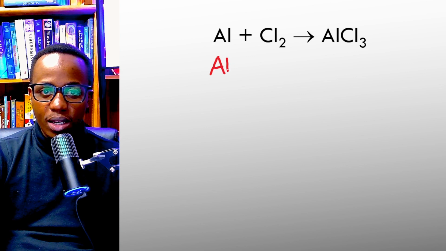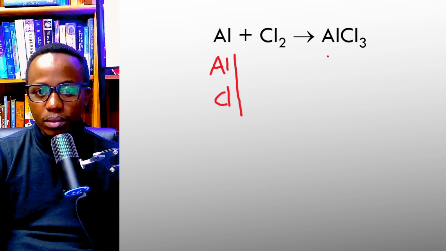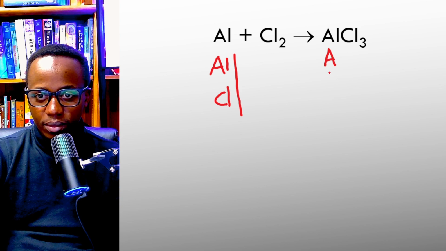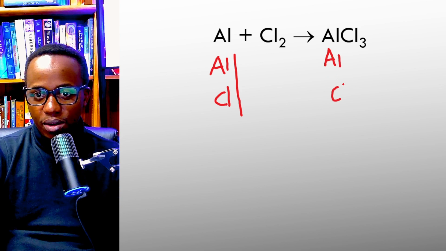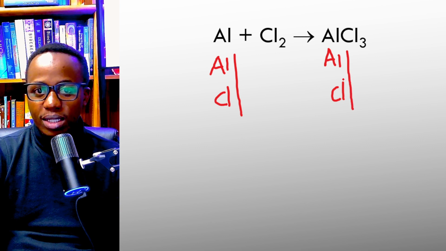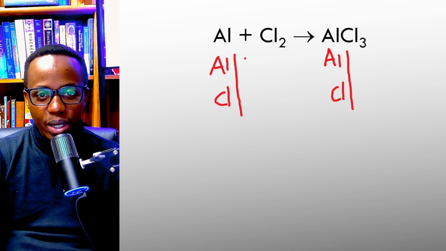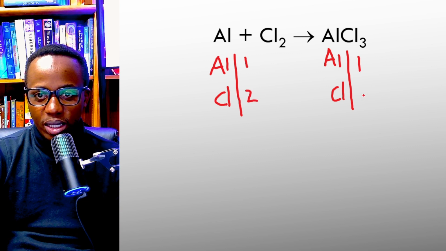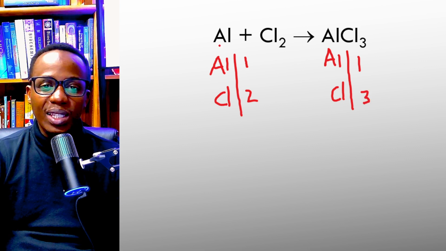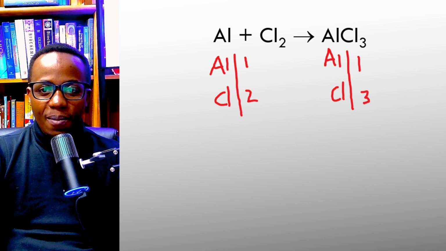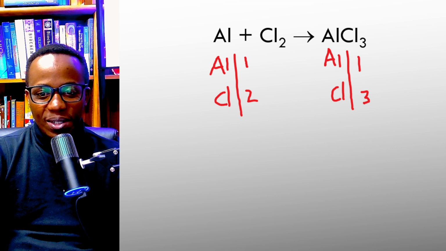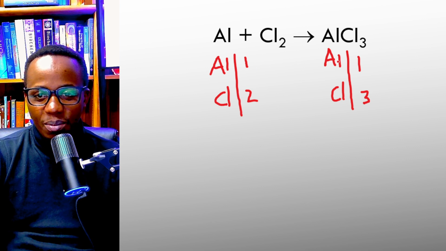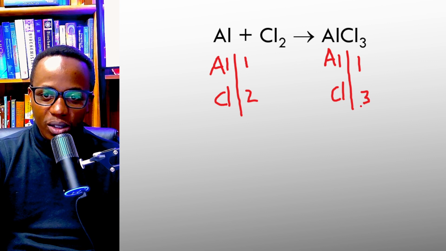So step 1, you draw a line here for the reactants and then for the products. And then step 2, write down the number of atoms. Aluminum is 1, chlorine is 2. On this side, aluminum is 1, chlorine is 3. So look at this. Step 3, balance. Okay, let's balance. So aluminum balanced? Aluminum is balanced because it's 1 and 1 here. But look at chlorine. Chlorine is 2 here, chlorine is 3 here.